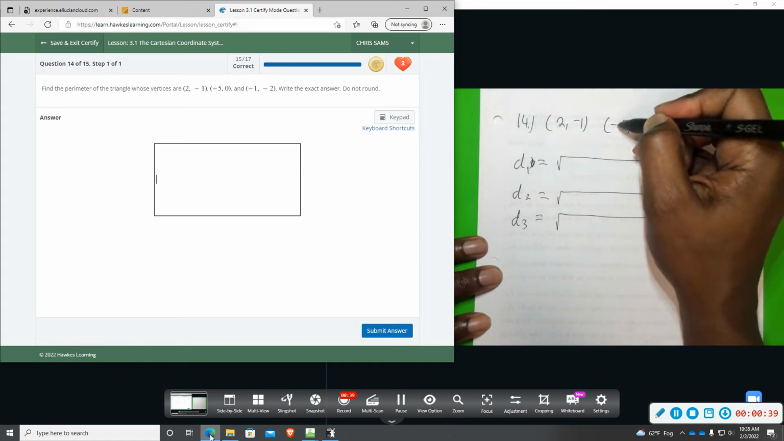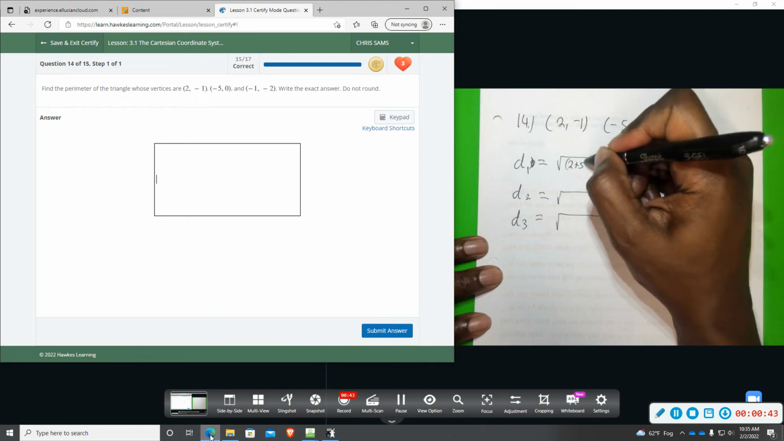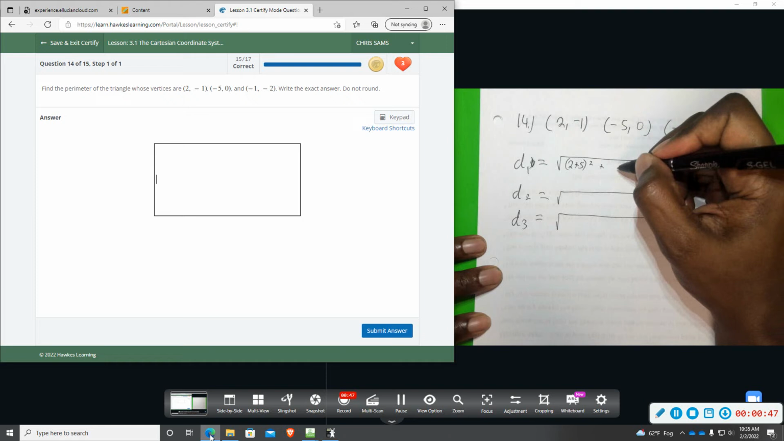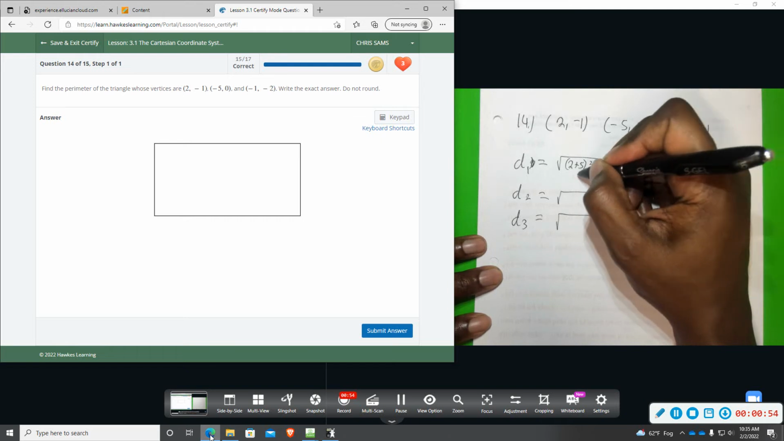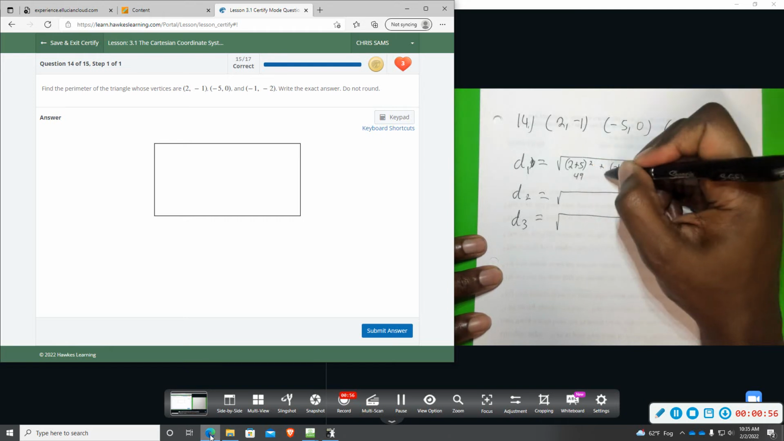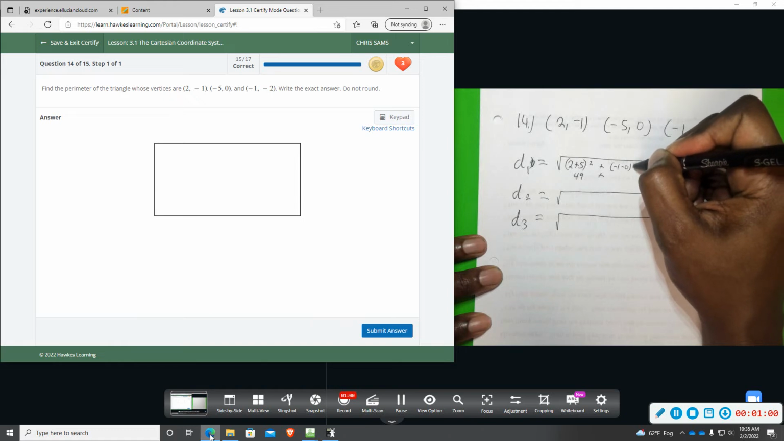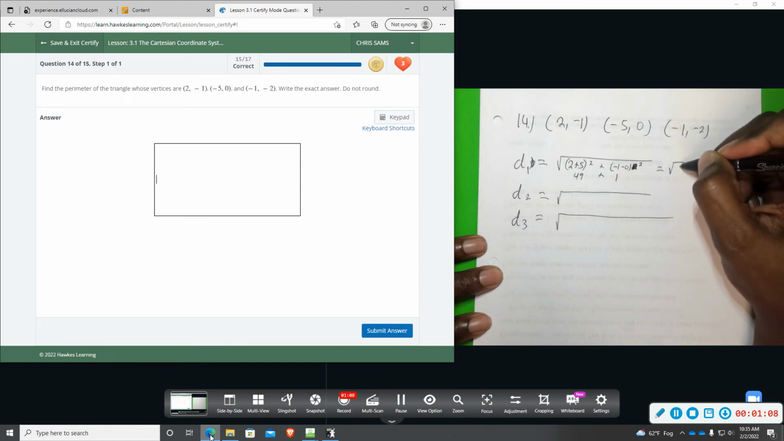I'm going to do 2 minus a -5, so that will be 2 plus 5. And then -1 minus 0. This will give you 7 squared, which is 49. 1 squared will give you, I don't know why I got a 0 up there. -1 squared will give you 1. So this will give us the square root of 50.